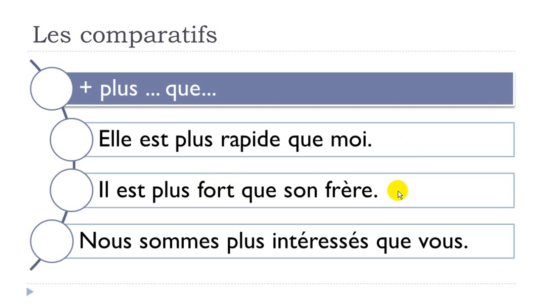Nous sommes plus intéressés que vous. In that case, you make a little liaison between the two, so you hear a little bit of this S. Nous sommes plus intéressés que vous. All right, so let's see them one more time. Elle est plus rapide que moi. Il est plus fort que son frère. Nous sommes plus intéressés que vous.